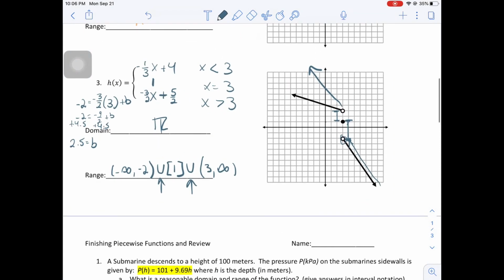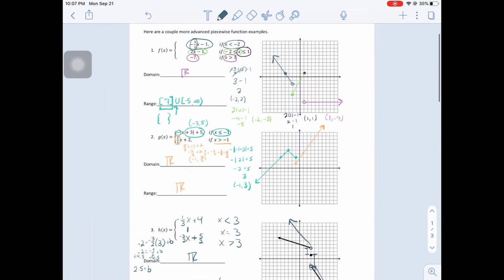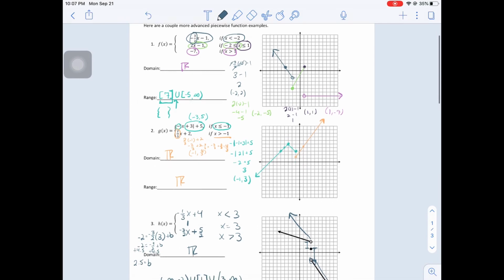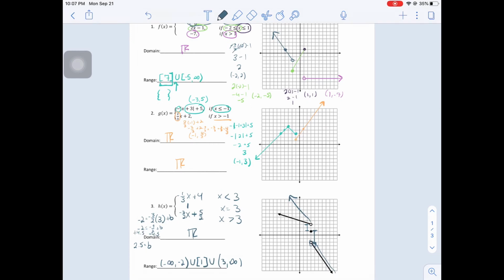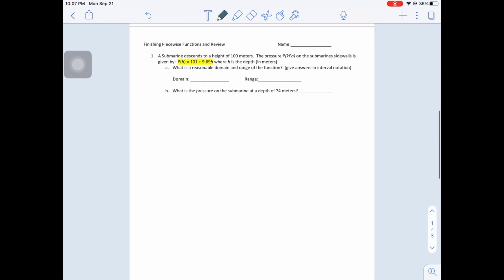Okay, so that one's tricky for a couple reasons, right? We had to find the b value, and then the range is a lot longer than something that we're used to. Okay, so those are 3 little piecewise functions that are definitely a little bit harder. If you have questions on them, I'll be happy to talk about them when you guys get back to class. Okay, so keep those questions circled and definitely ask them next time I see you.